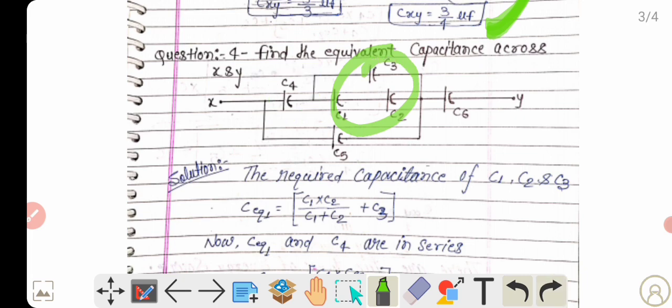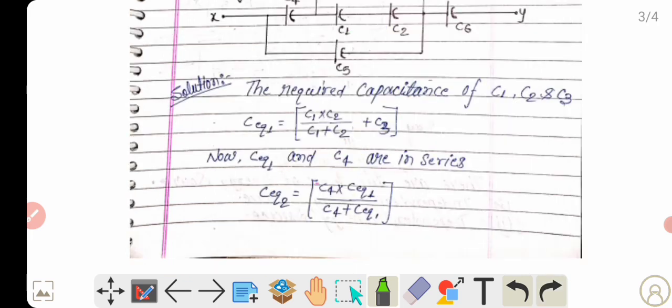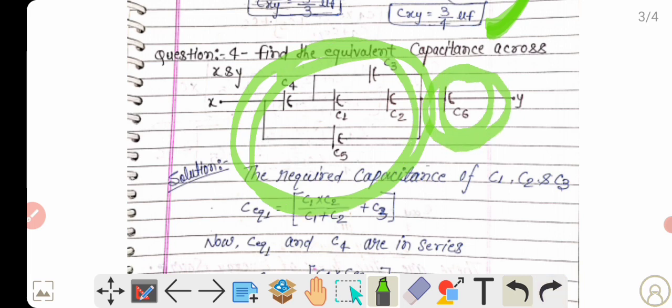And then further, my dear friends, the equivalent of all these four capacitors will be in parallel with C5. And lastly, the equivalent of all these five capacitors will be in series with C6. And this will be the value of the equivalent capacitance between the terminal X and Y.